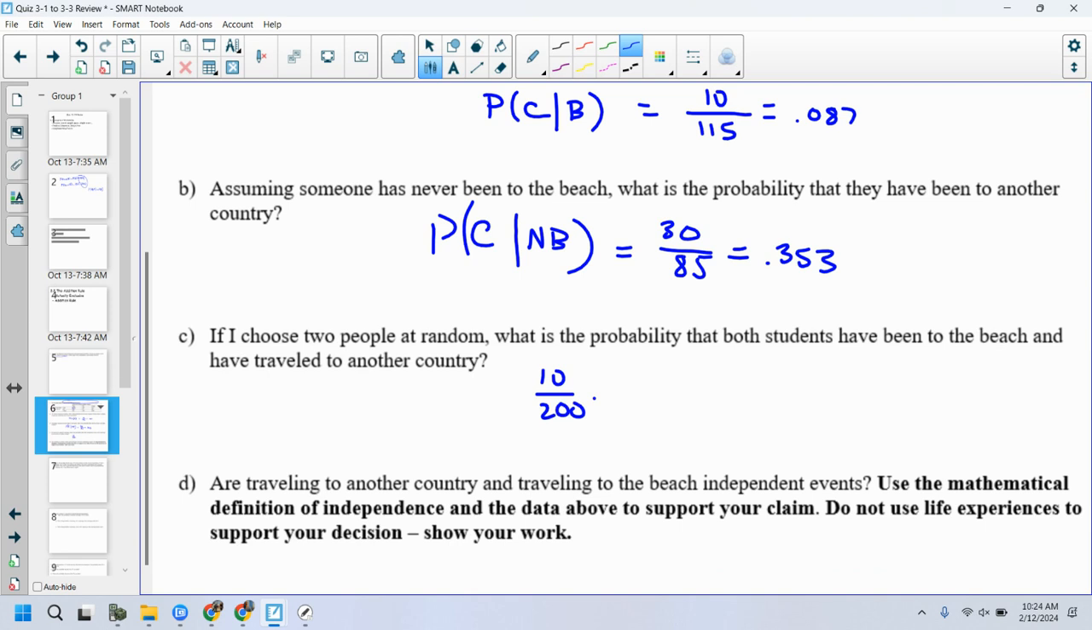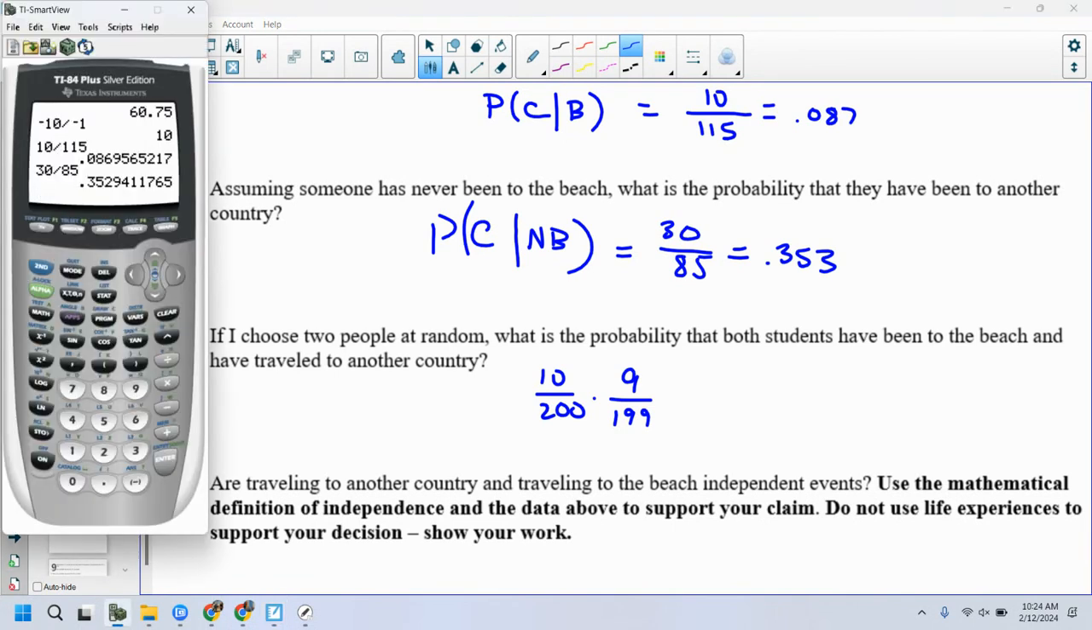What's the probability of the second person? Now, I've already chosen one person. So how many people are left that have said yes? There are 9 people left that say yes, out of 199, right? You've got to think about the conditional, right? I have not replaced that person. So first kid I select is 10 out of 200. Second kid, 9 out of 199. Okay, so that gives me 90 out of 200 times 199.